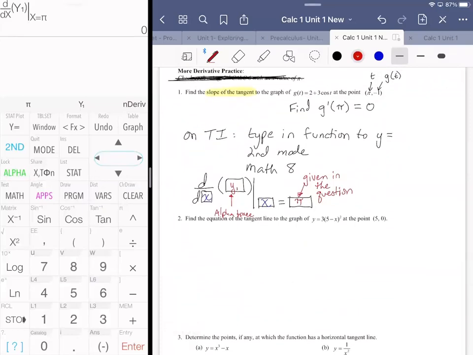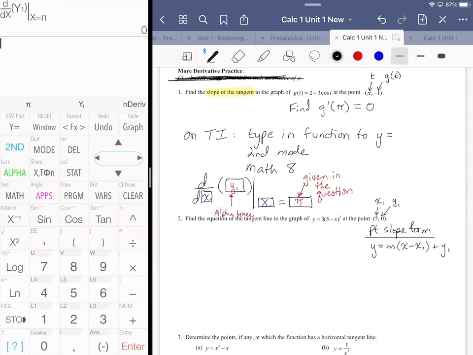And so the next question says find the equation of the tangent line to the graph at the point (5, 0). So we have a point; we just need a slope. Remember the point-slope form: y equals m times x minus x sub 1, plus y sub 1. We have the x sub 1, y sub 1. They already did that for us.